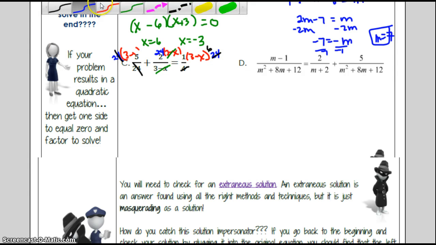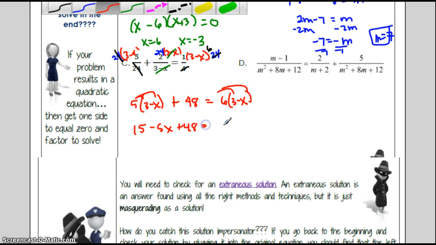There we go. Sorry. Okay, so let's go ahead and check and bring down our stuff that we've got here. So what's left? 5 times 3 minus x plus 24 times 2, which we could go ahead and just multiply in, 48, and then equals, and we have a 6 times 3 minus x. So we're going to go ahead and distribute, and we get 15 minus 5x plus 48 equals 18 minus 6x, and then we're going to combine like terms and continue to solve.